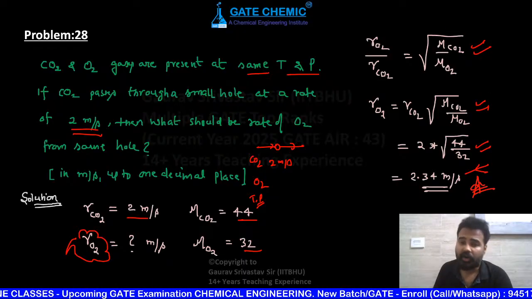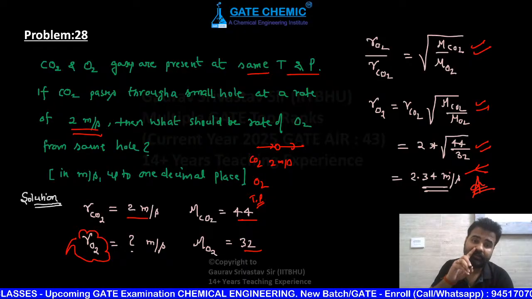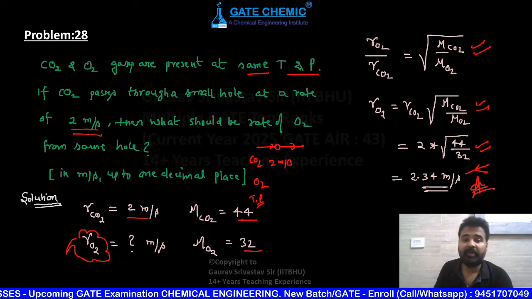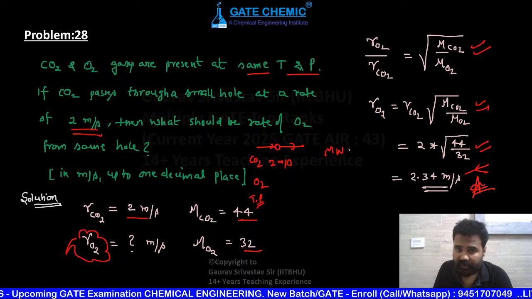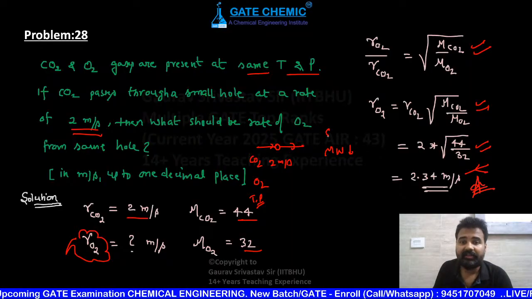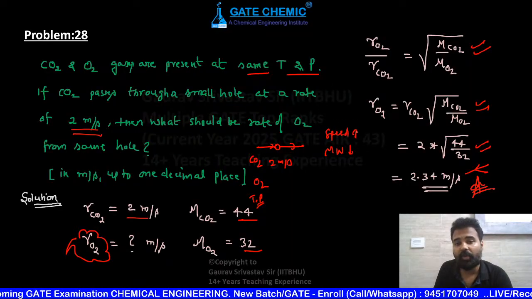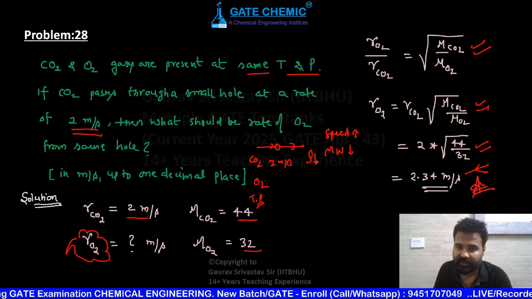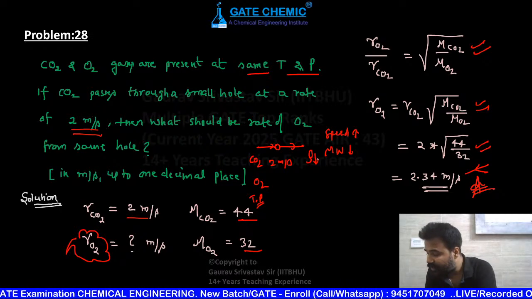Here the answer is 2.34 meter per second. Why is it coming more? Because if molecular weight is less, then the respective speed is more. Because molecular weight less means density is less. Okay, is it clear to all of you?